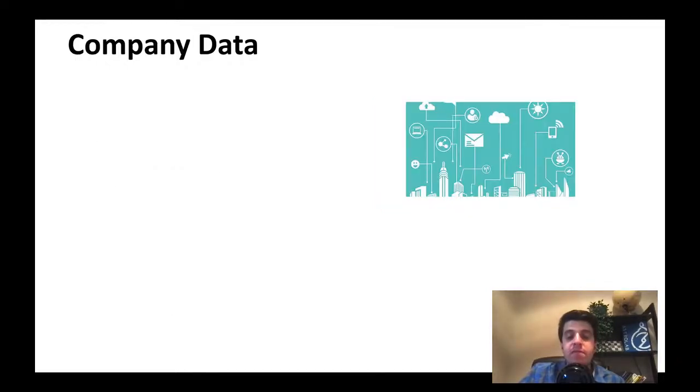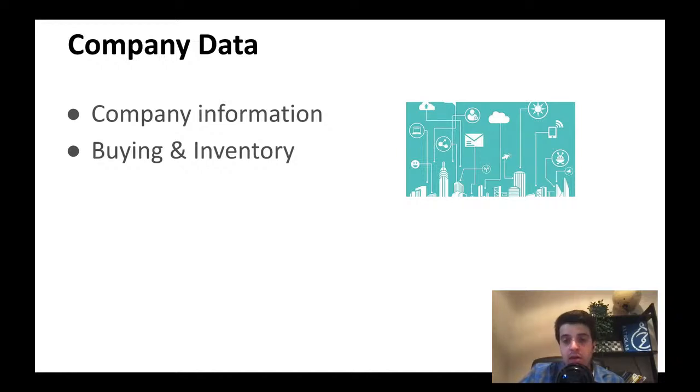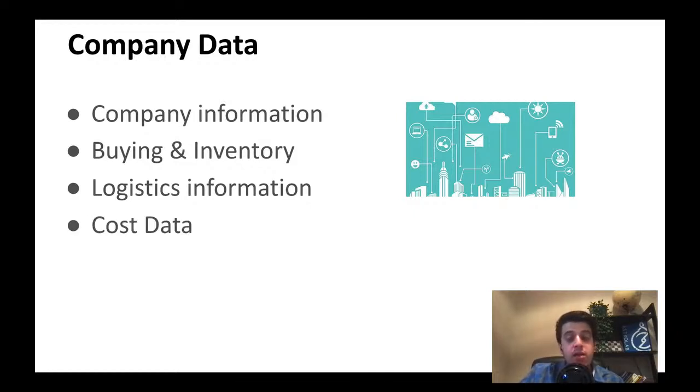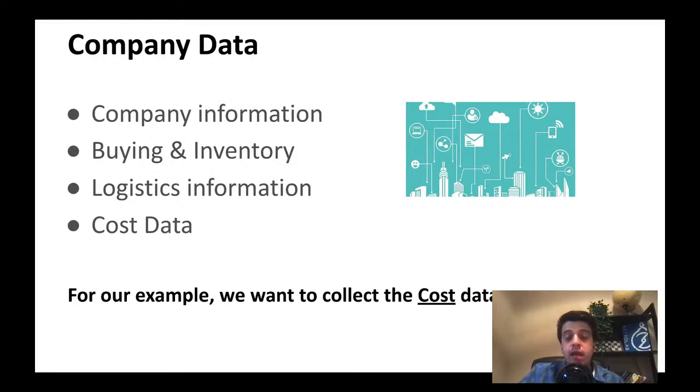The first type of data that you might gather is company data. So company data is data that you gather as a company about your company, mainly to do with the operations. So that could be company information that you gather, buying and inventory data, so basically sales and order data, logistical information such as shipping rates, shipping costs, storage cost if you're storing any goods or items that you're selling, cost data. So this is financial data that you might gather with your accounting team, for example. And in our case, if we're solving this business case of is our money being spent in the correct way, we need to gather cost data.